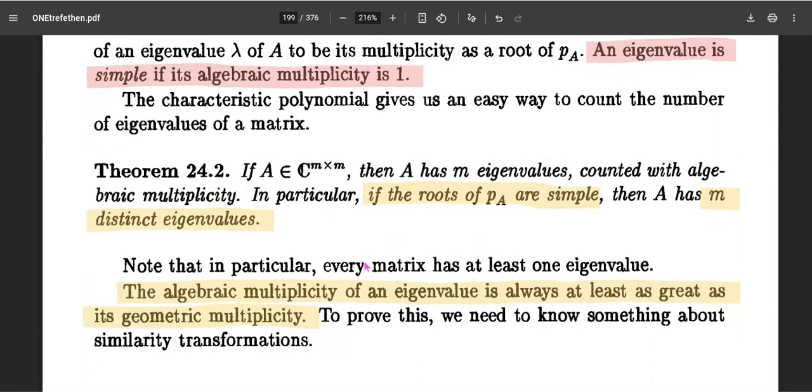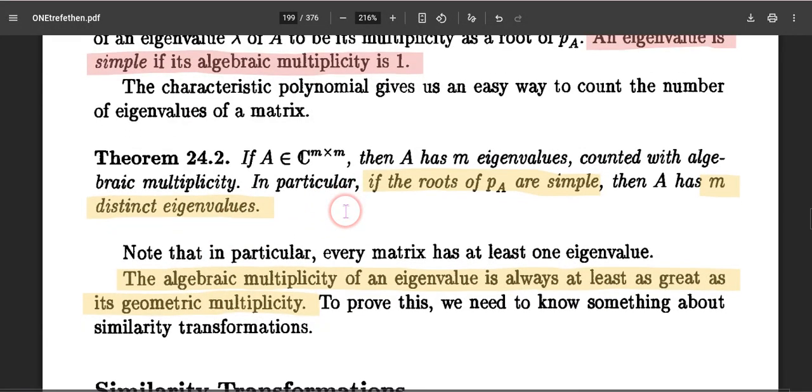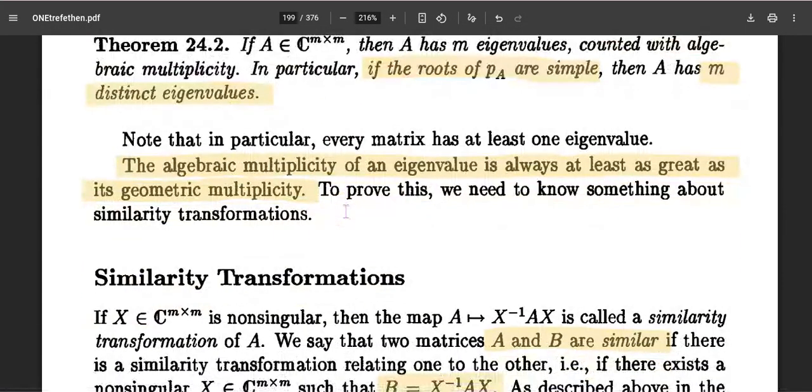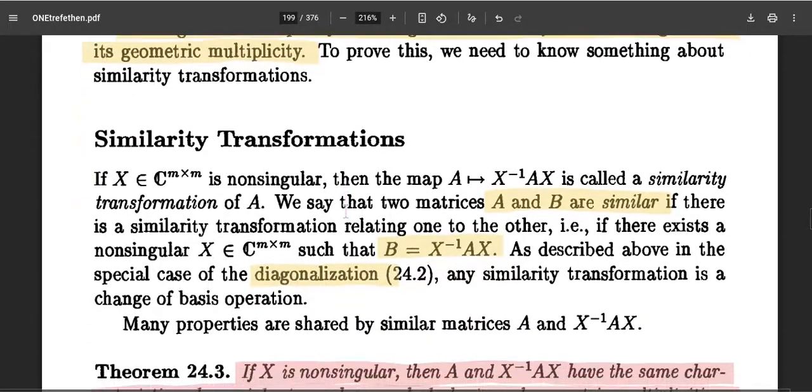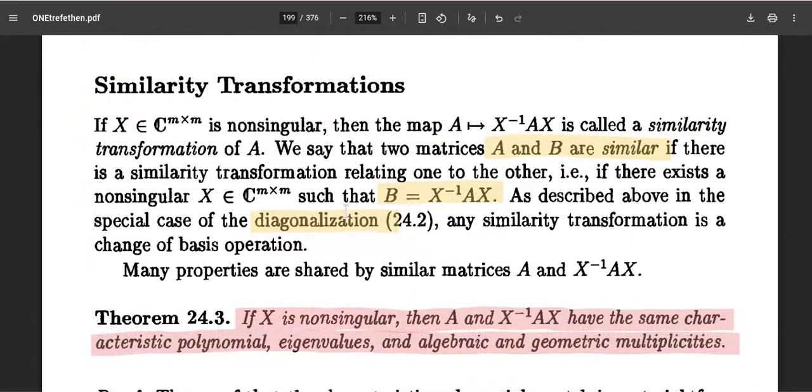If the roots of the system are simple, it means that it has m distinct eigenvalues. Another important characteristic of this system is that the algebraic multiplicity of an eigenvalue is always at least as great as its geometric multiplicity. The next important thing to consider is similarity transformations. A matrix which has gone through this transformation is called a similarity transformation, provided that X is non-singular. Let us consider this transformed matrix to be B, and A and B are similar.